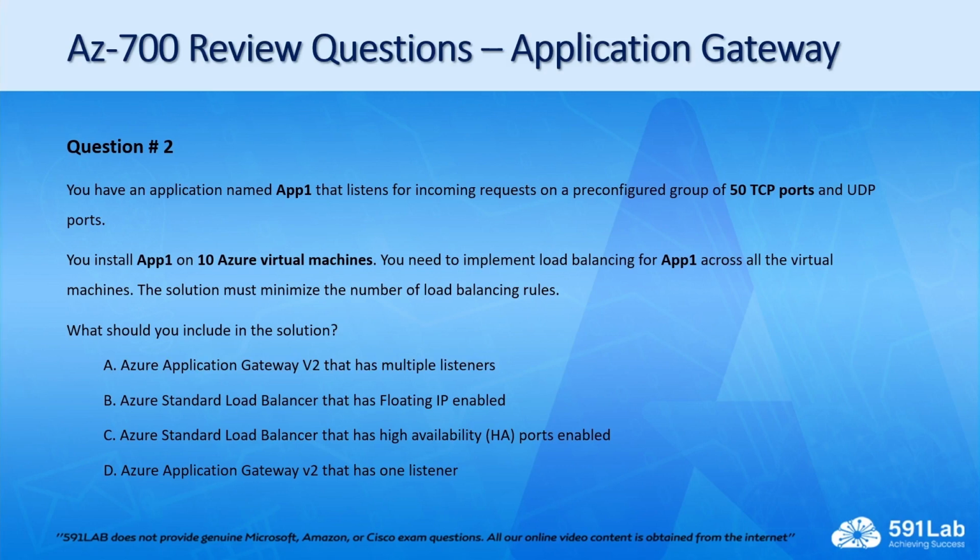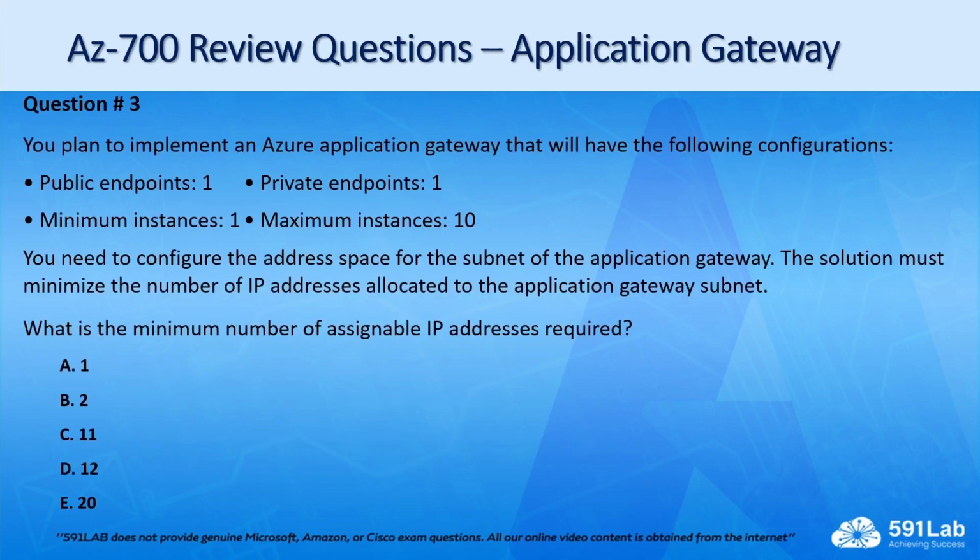Now option A and option D says Application Gateway v2 which has multiple listeners and Application Gateway v2 which has one listener. So by looking at the questions, we know the multiple requests are going to come. So we need multiple listeners to listen those requests. So it makes sense that the answer should be Azure Application Gateway v2 that has multiple listeners. Let's have a look. Yes, this is our answer. I hope this explains the question. Let's move to the next one.